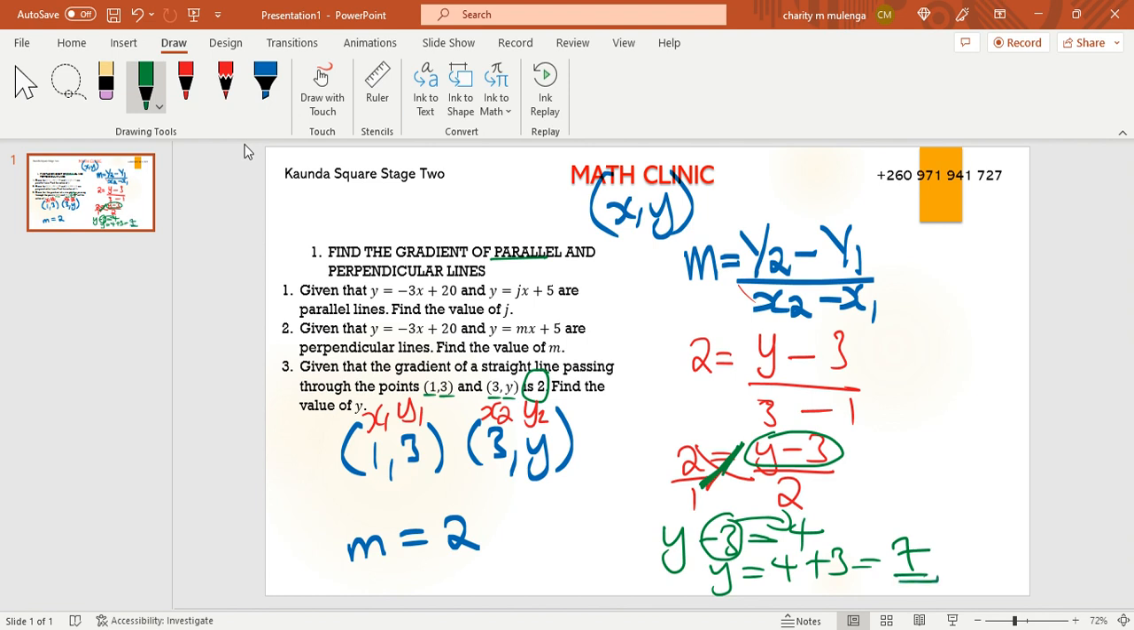So this is telling you that it's not all the time when you're asked to find gradient. Rather, they can ask you to find y2, y1, or x2 or x1.